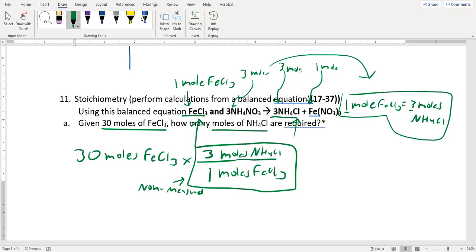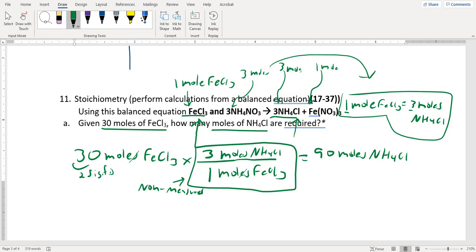In this case, it's going to be 2 sig figs. So you go ahead and do your calculation, and then it's going to give you 90 moles of ammonium chloride. Starting value has 2 sig figs, so the final value should have 2 sig figs. Notice the cross canceling. That's how you know you've set it up properly.